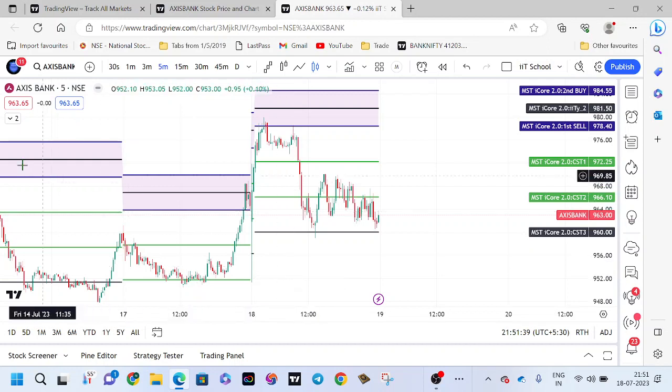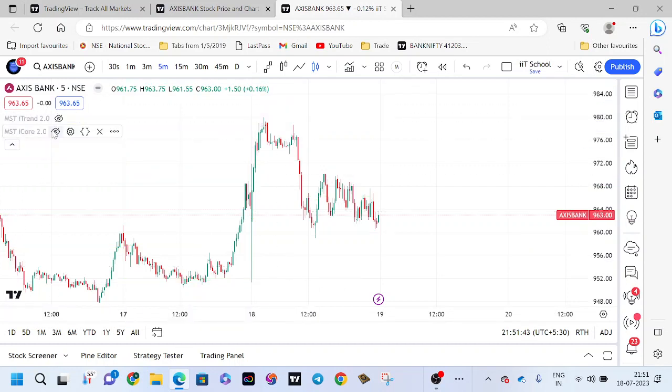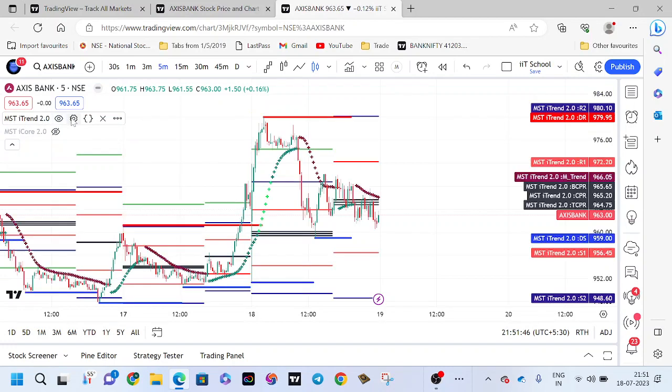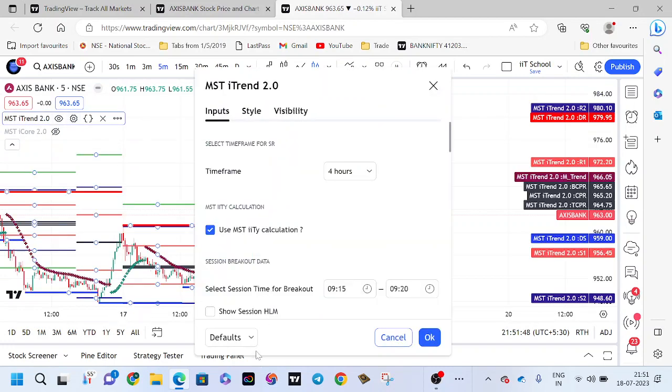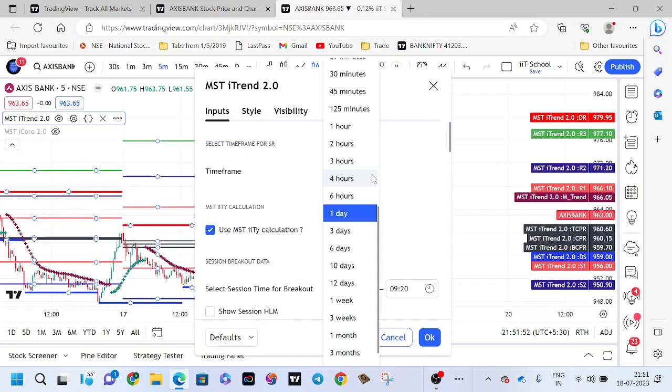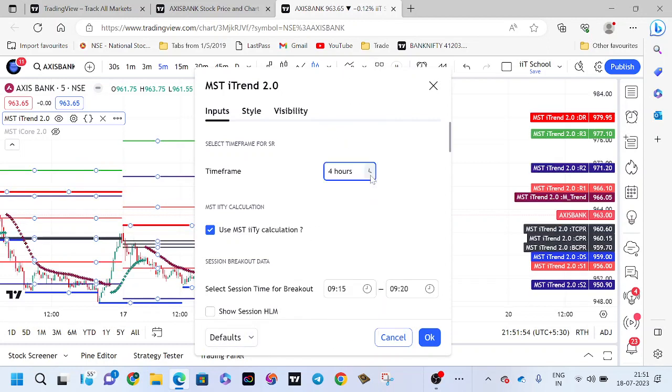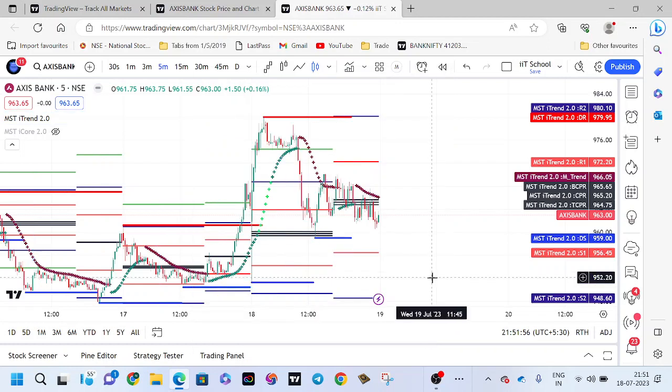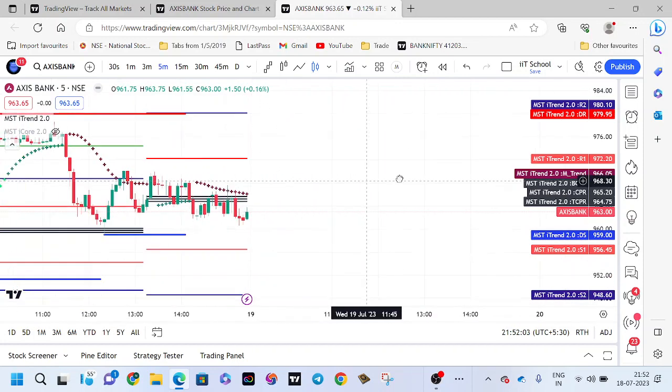So now I have given you this MST iCore 2.0 for free, right? First let me show you how to trade using this free indicator. So go here and reset settings. So 4 hours you can keep. Initially, when the market has opened, you can keep it in 4 hours. That is the first step.